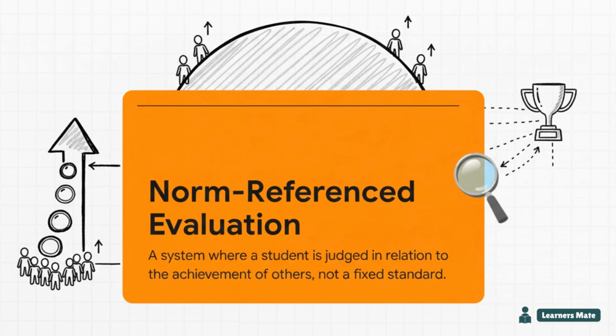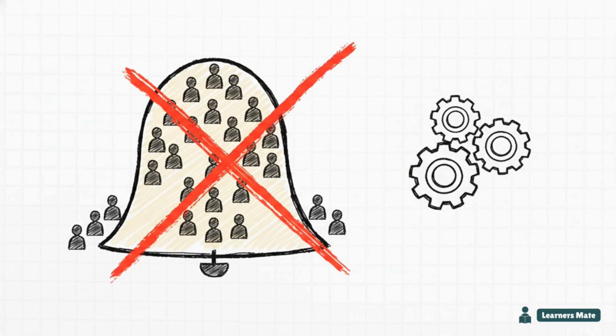Your performance isn't measured against some fixed standard. It's measured against how everybody else in the room did. It's all about your rank in the group. Right, and this whole approach is built on the assumption of a bell curve, that you'll always have a few high flyers, a few people who struggle, and most everyone else will land somewhere in the middle.